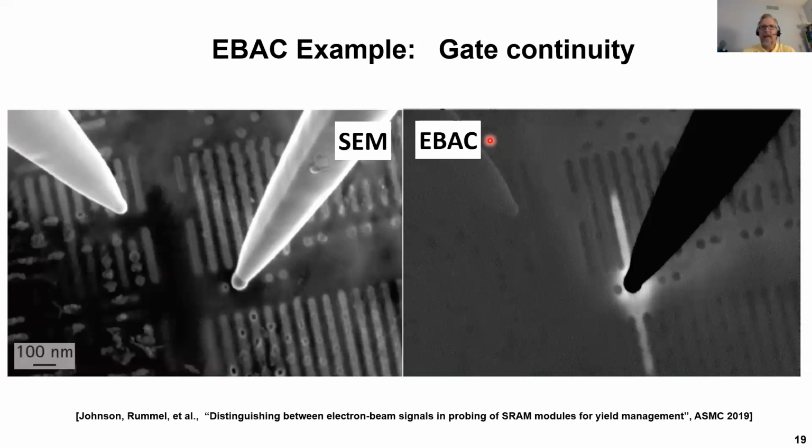Here's a look at gate continuity, where we have a sample delayered down to contact level. On the left image, we have our SEM image, and we're touching down on a gate contact. In the right image, we see the EBAC response, and here the white area is the continuity, the areas that are contiguous electrically with the probe. And we note that what should be the gate doesn't extend all the way up here, so there might be something we would want to go investigate further. So we've analyzed the problem with a gate by means of EBAC.